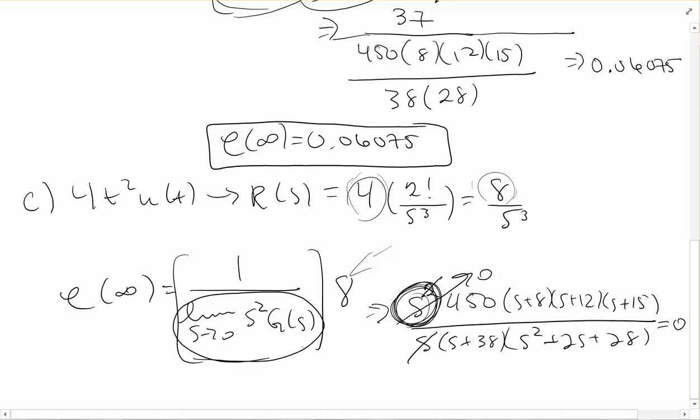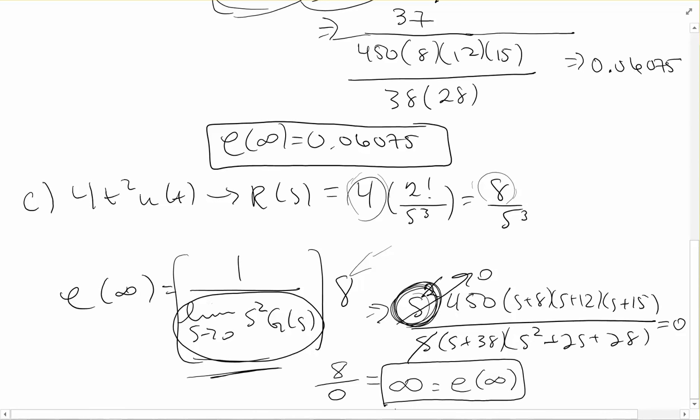And then if we plug it back into this error equation, we basically end up with 8 over 0. And anything over 0 is going to be infinity. Okay? So that is your steady state error for parabolic input. So basically we have infinite error. So the error is just going to keep growing as time increases.